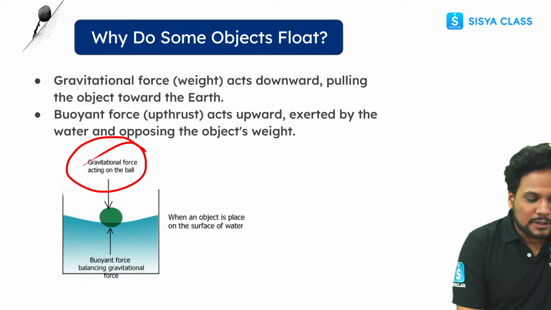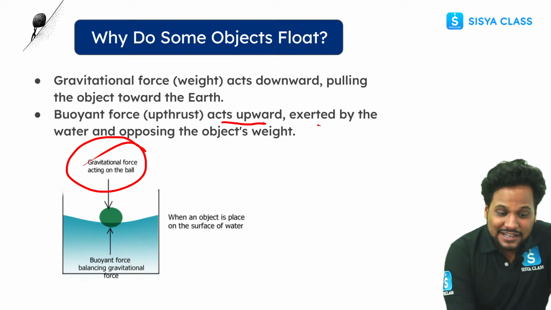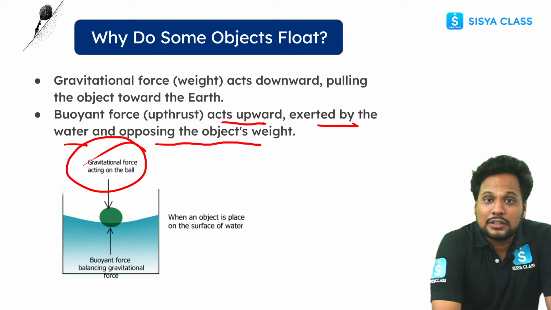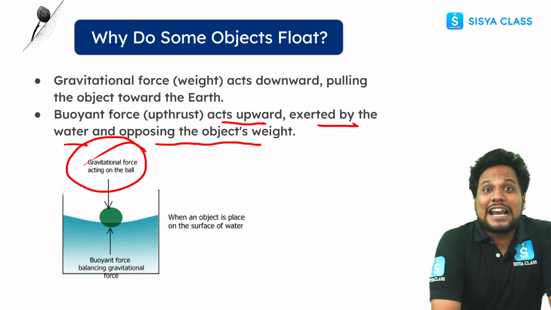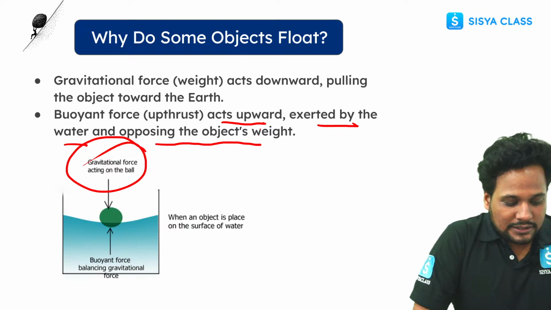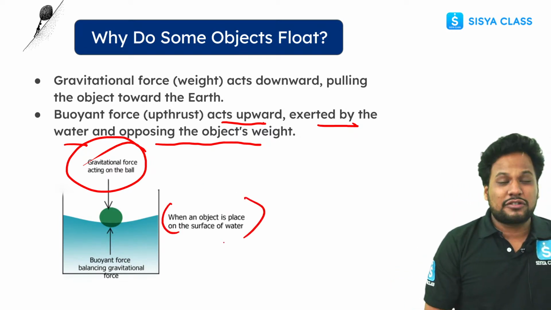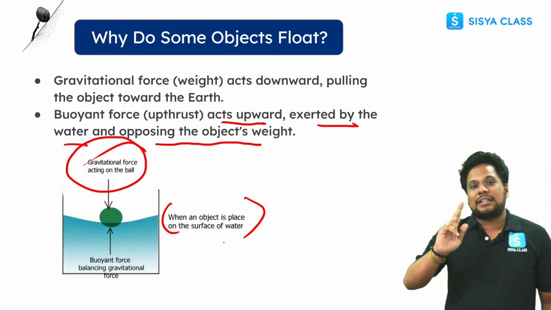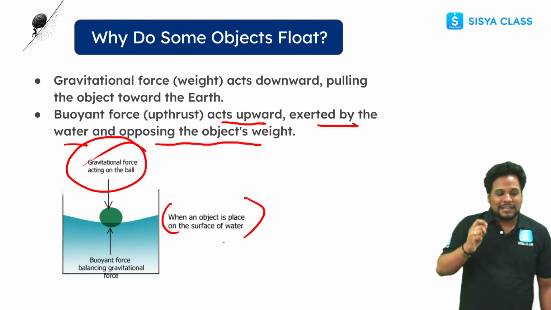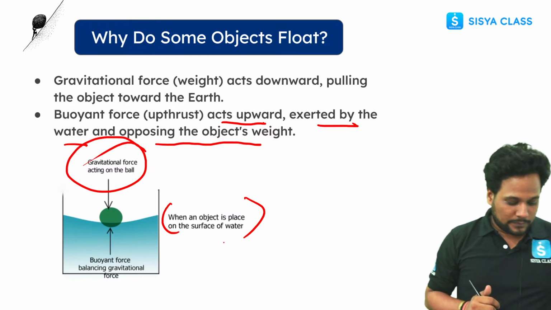So what is buoyant force? The buoyant force acts upward and it is exerted by the water, opposing the object's weight. This is clear. Whom does it oppose? Yes, it opposes the gravitational force. This is clear now? Yes. So when an object is placed on the surface of water, two forces will act. First is gravitational force and second is what? Buoyant force. This is clear.